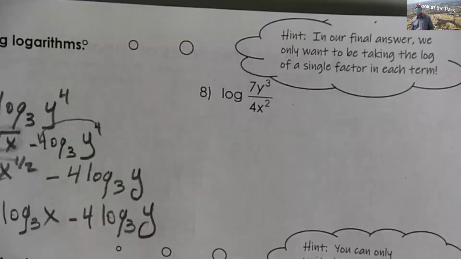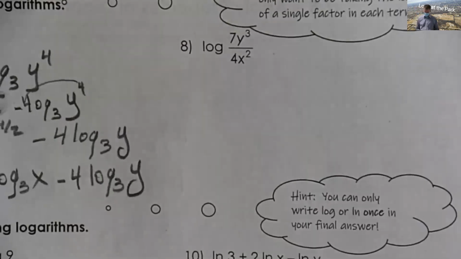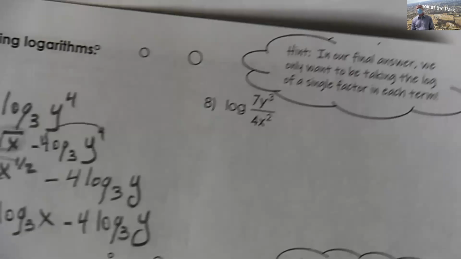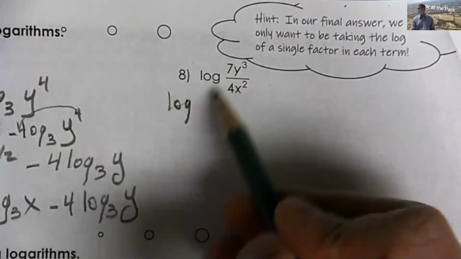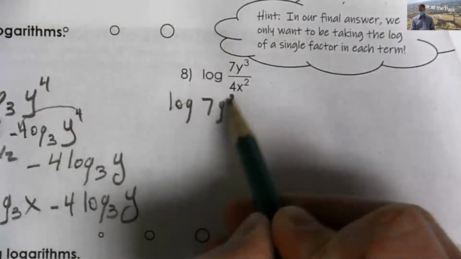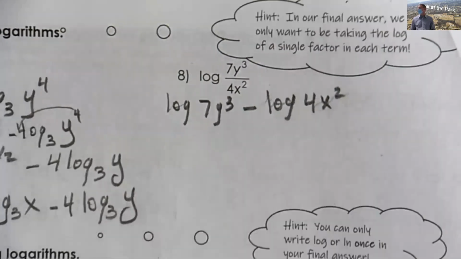Okay, we're going to try it again. So you go ahead and take that problem. Think about what needs to be done. So now we'll take a look at log. It's a common log because there is no base written. So it's a base of 10. Log of 7y cubed minus log of 4x squared.